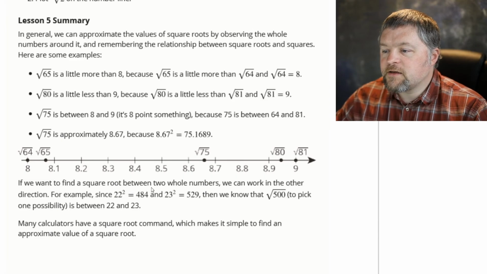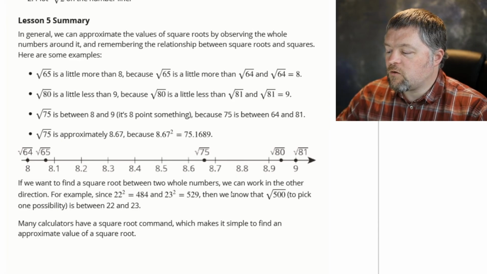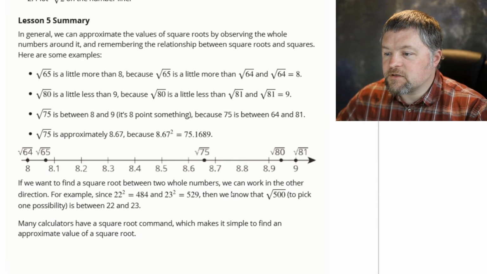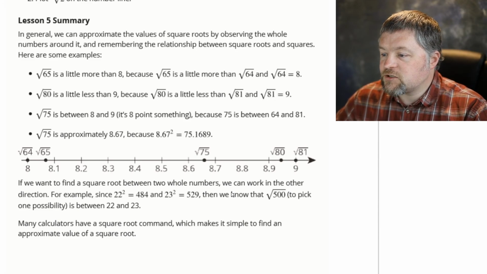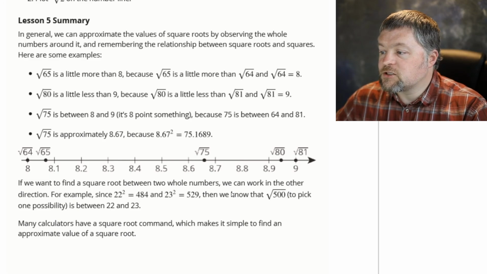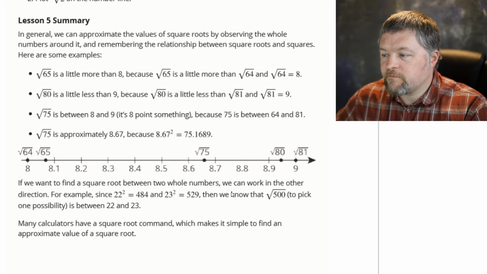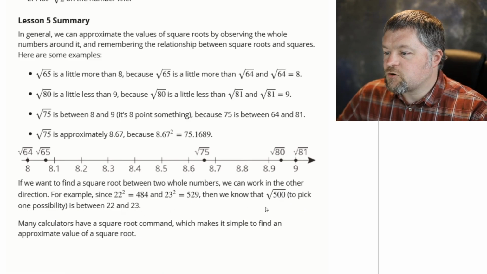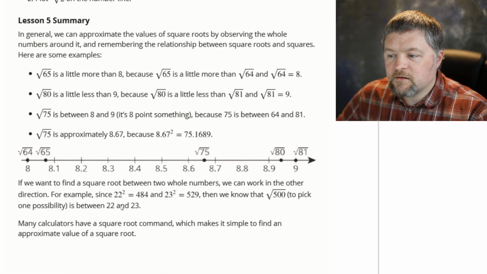If we want to find a square root between two whole numbers, we can work in the other direction. For example, since 22 squared is equal to 484 and 23 squared is equal to 529, then we know that the square root of 500, to pick one possibility, is between 22 and 23. So because this is between this number and this number, the square root of it has to be between those values.